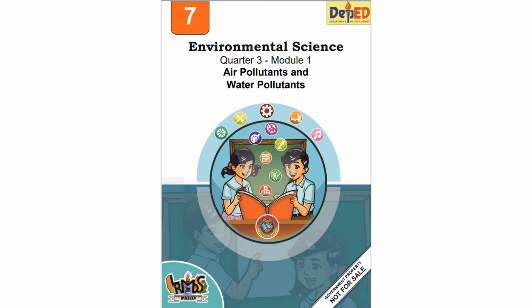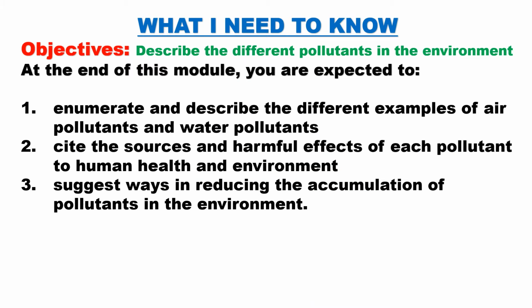Today, we are going to start discussing third quarter topics, and we are going to begin with Quarter 3, Module 1, Air Pollutants and Water Pollutants. Objectives: describe the different pollutants in the environment. At the end of this module, you are expected to: number 1, enumerate and describe the different examples of air pollutants and water pollutants. 2, cite the sources and harmful effects of each pollutant to human health and environment. 3, suggest ways in reducing the accumulation of pollutants in the environment.